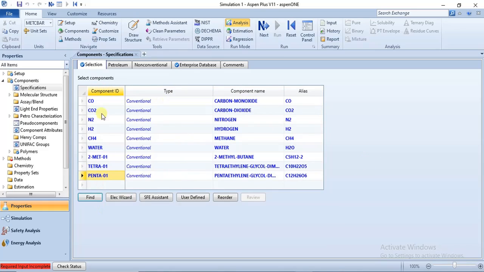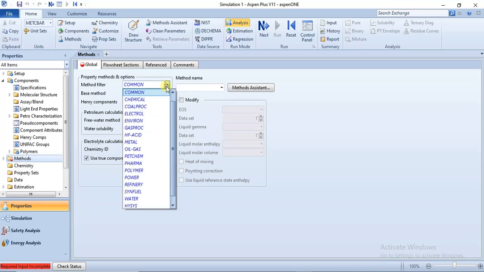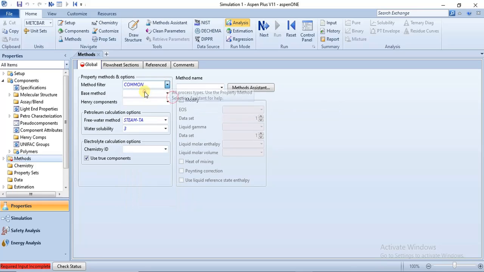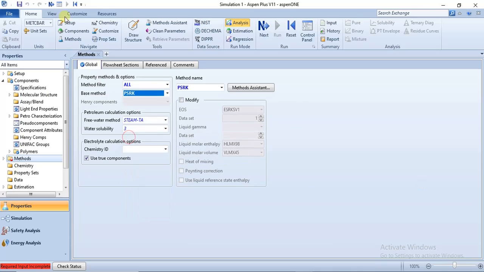So the next is to select the fluid package, the property package. You go to methods, you click on methods in your navigation pane, then you can use all so that all the fluid packages will appear in the drop down list. So you change your method filter to all, then you search for the fluid package you want. In this case it's PSRK, which is this.